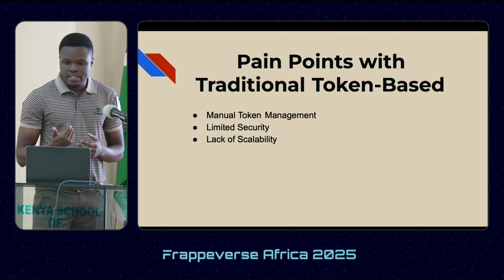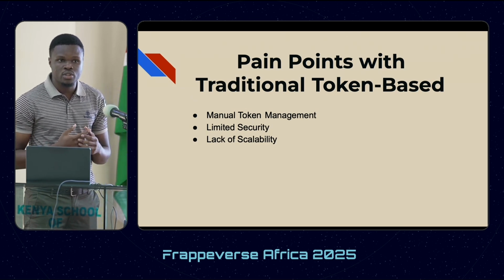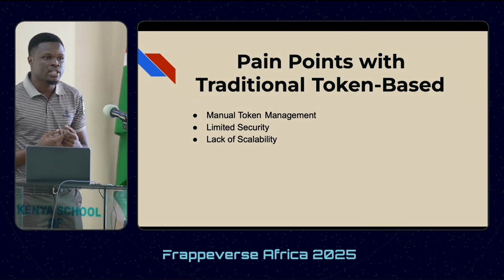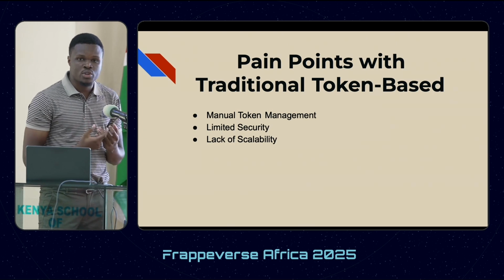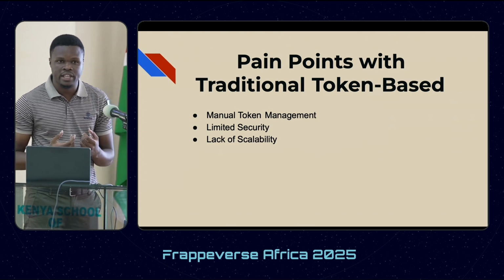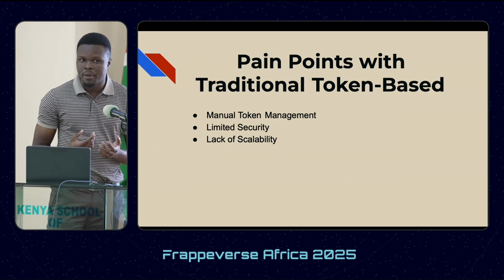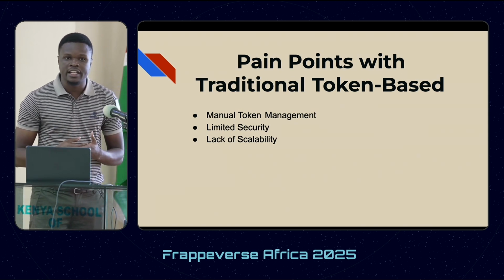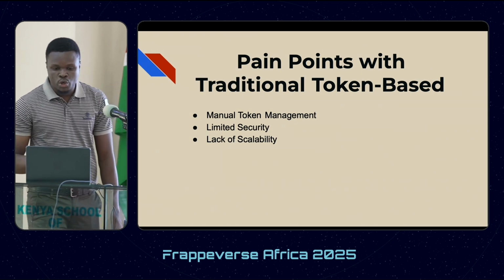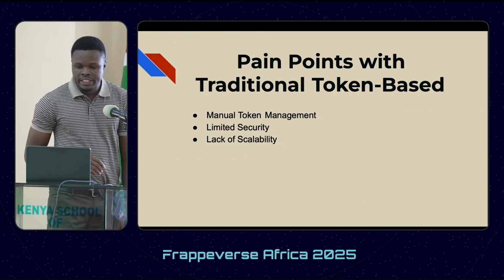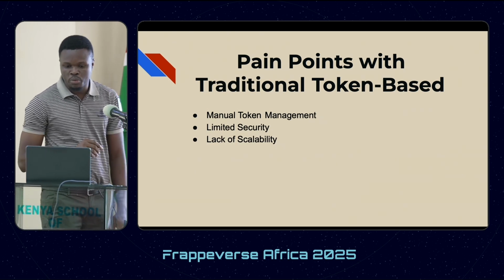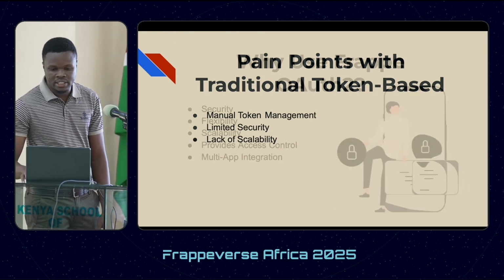This method is not that good because of its security. Once someone has access to your source code and they have access to that token, they can do anything in your Frappe application. They can create, they can delete, they can even modify records. So we never wanted to use token-based because of its security and scalability.